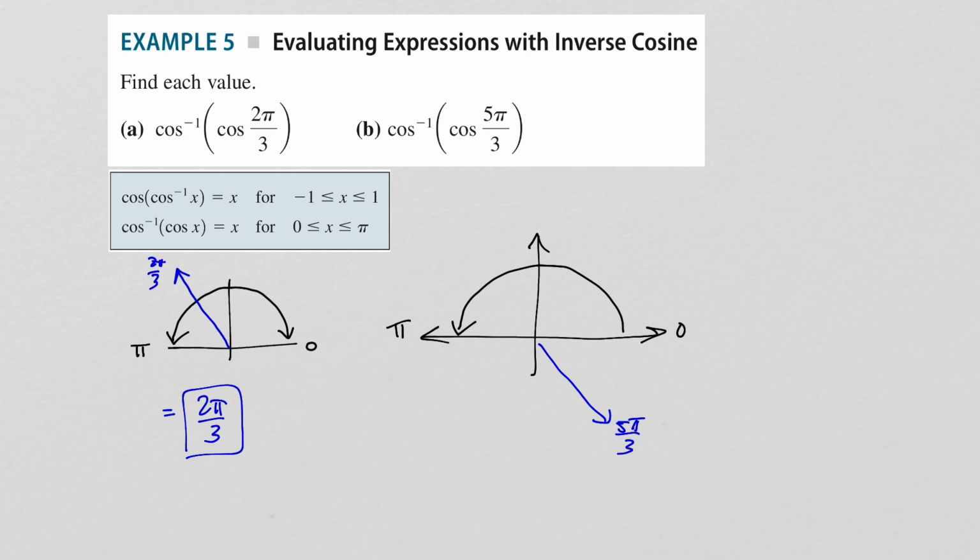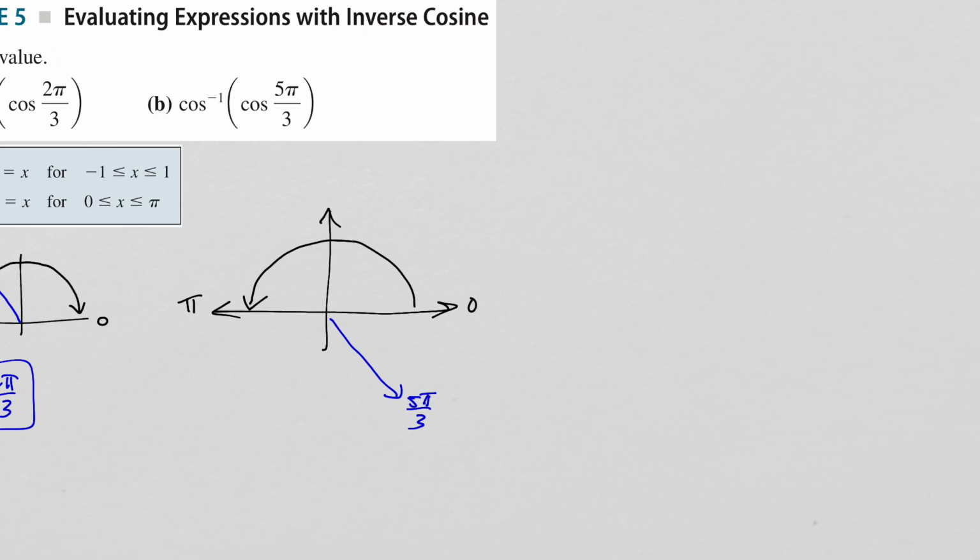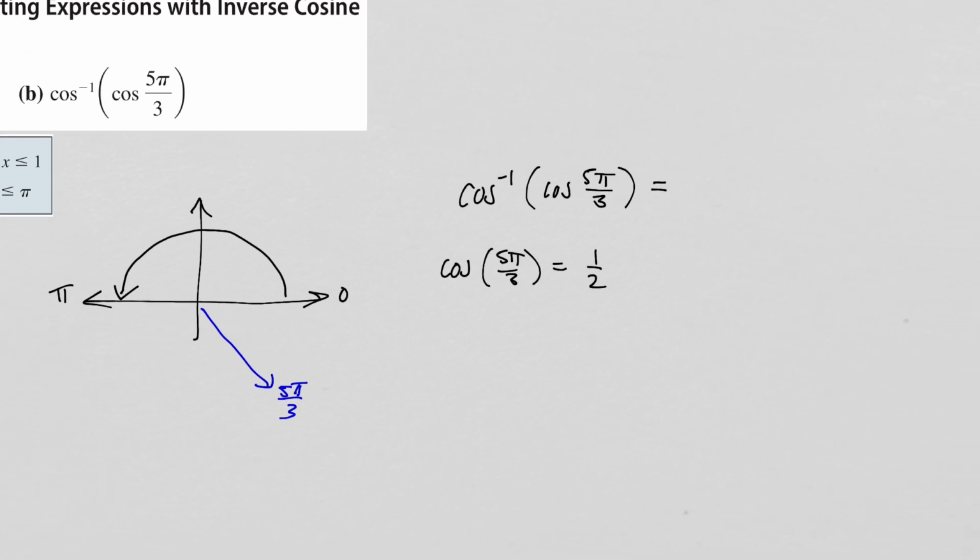So to do this problem, we have to start on the inside of this expression and work our way out. So we have inverse cosine of the cosine of 5 pi over 3. Cosine of 5 pi over 3, if you look at the unit circle, we'll find that this is equal to 1/2. And so now this simply becomes the inverse cosine of 1/2.